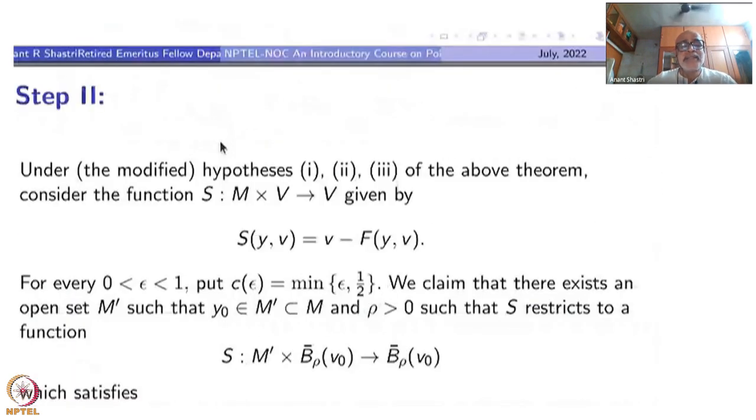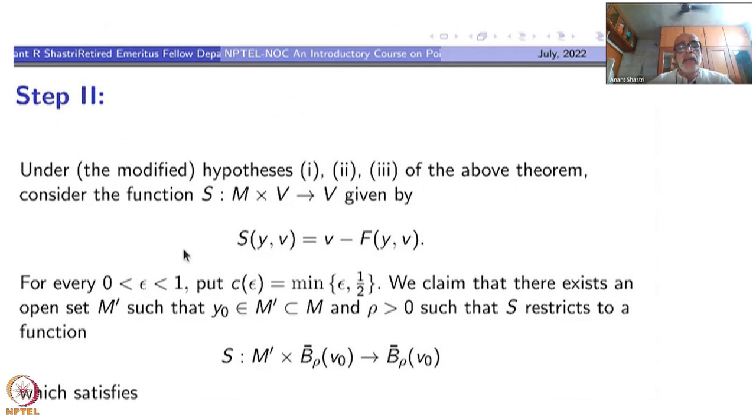In step two, now we have the modified hypothesis. All 1, 2, 3 are modified. Namely, now W is V itself. So M cross V to V, we have got a function instead of M cross V to W. Now you take a new function S, defined by S of (y, v) equal to v minus F of (y, v). F is a function from M cross N to V. So define S of (y, v) equal to v minus F of (y, v).